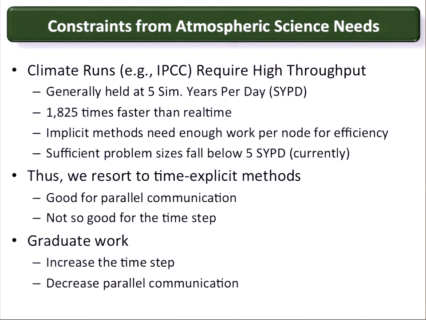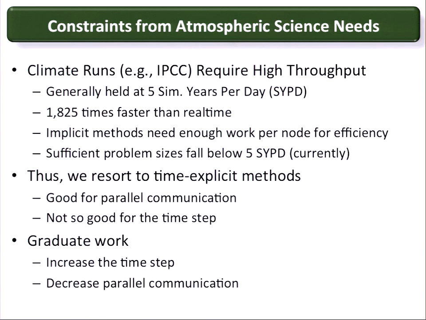And so some of the constraints that we need from science, if you take a look at the IPCC, the Intergovernmental Panel on Climate Change, we need a lot of throughput. We're running a ton of scenarios. We need multiple ensembles of each scenario to make sure we know what we have confidence in, at least from model variability. And generally, the community says we need it at 5 simulated years per day. That's about 2,000 times faster than real time.